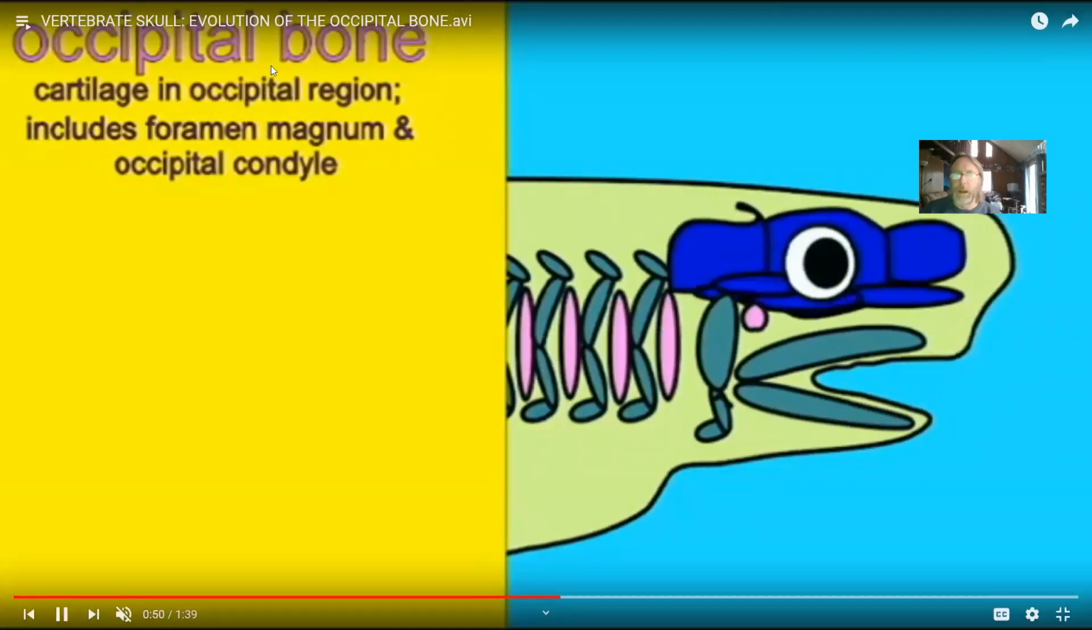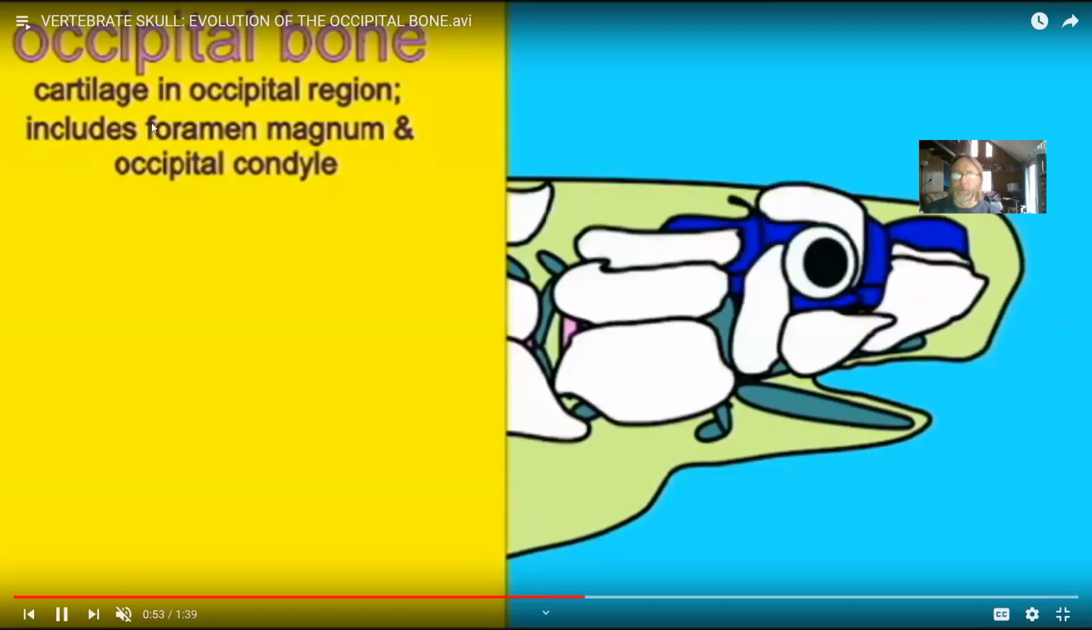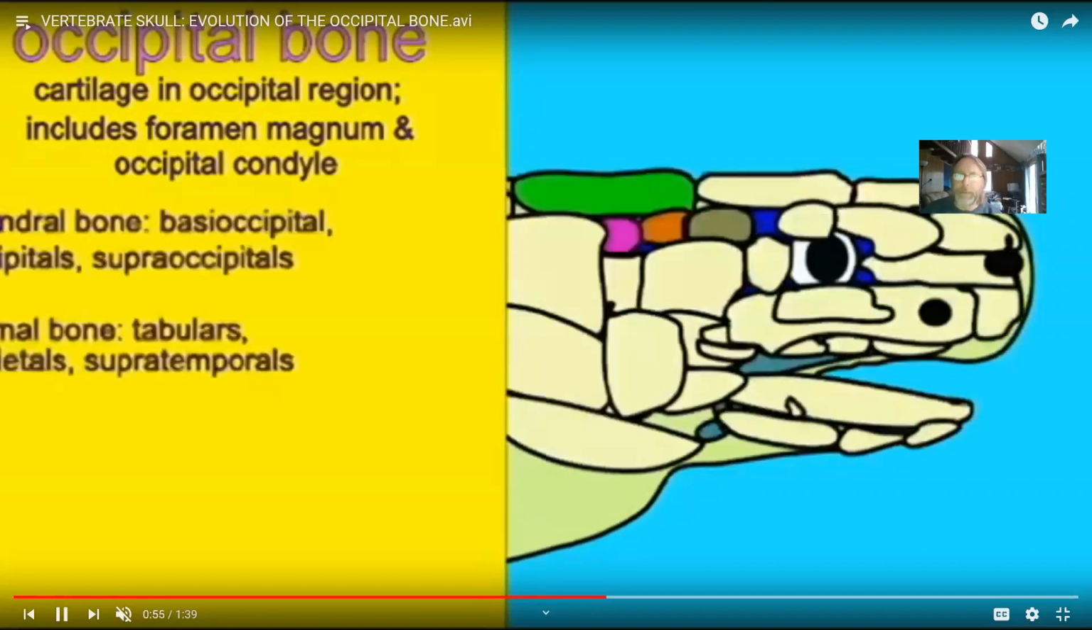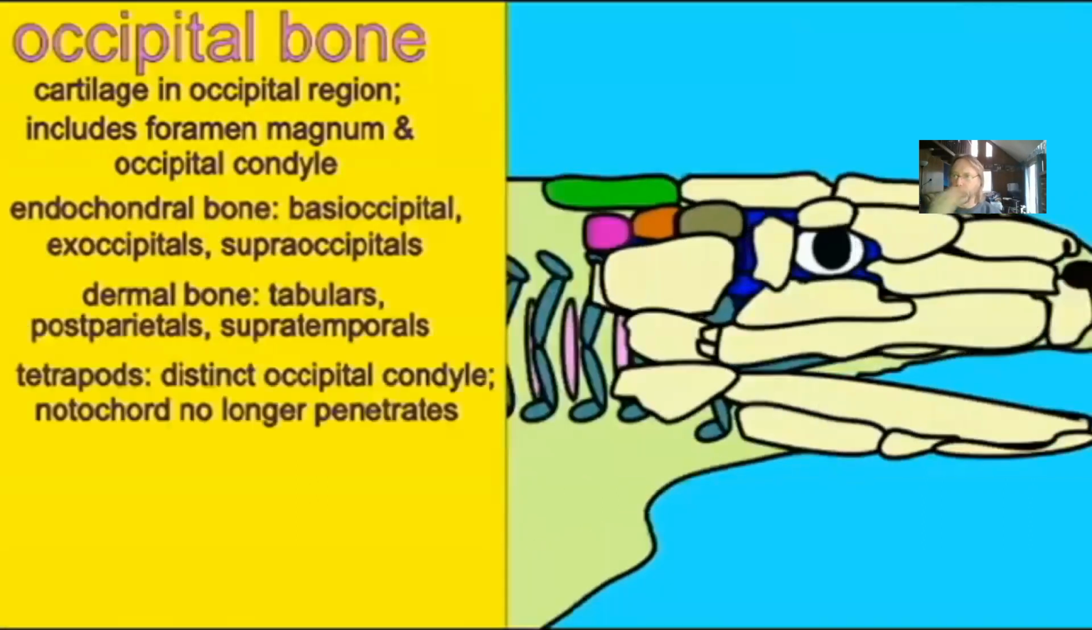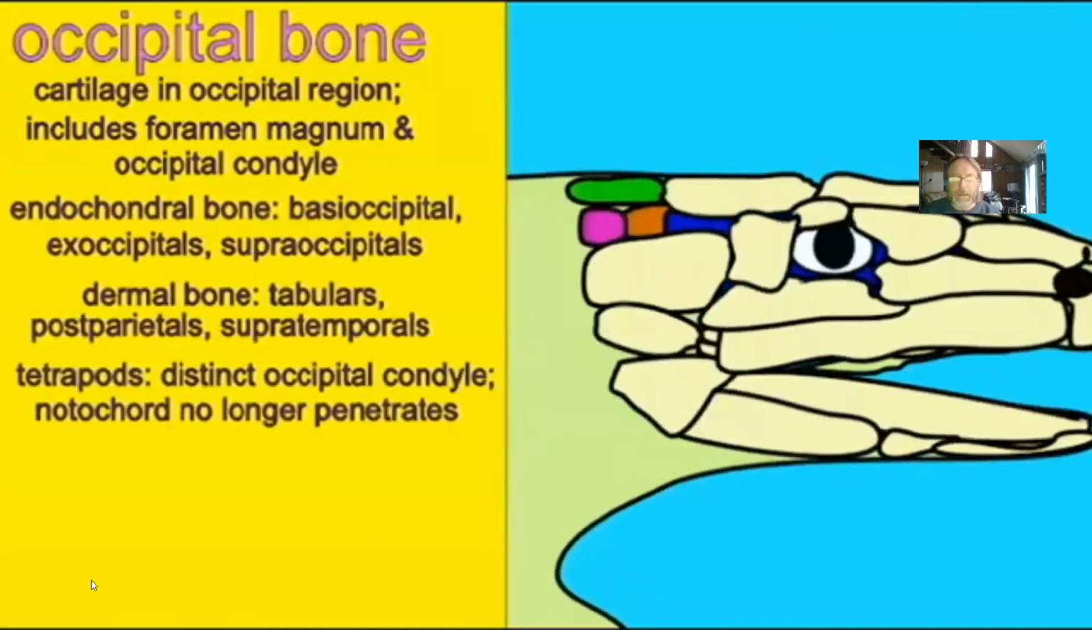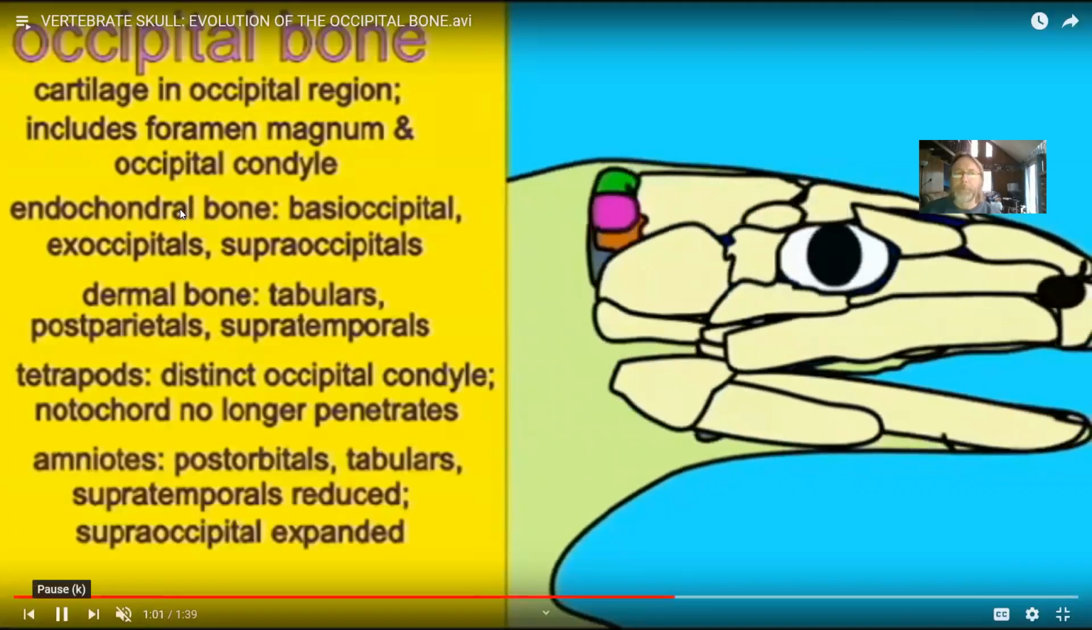And so the early fish had cartilage in the occipital region, although they did have a foramen magnum which surrounded the point where the spinal cord entered into the skull. From the chondrocranium, there were components which would ultimately form part of the occipital bone. There was dermal bone of the dermatocranium, etc.